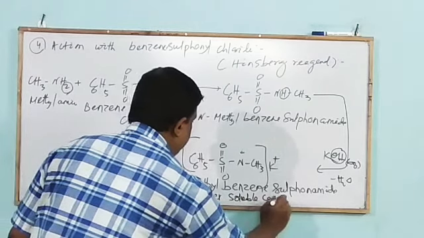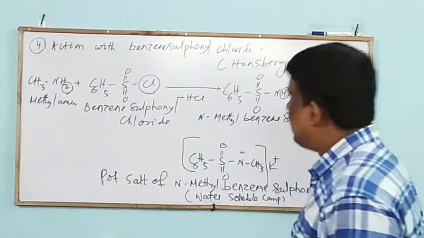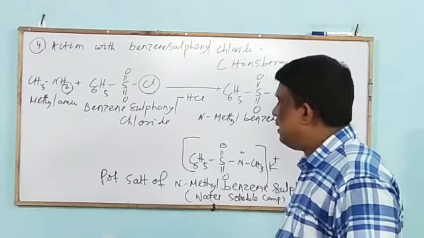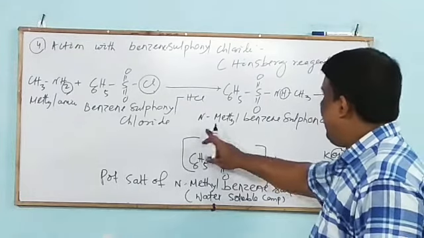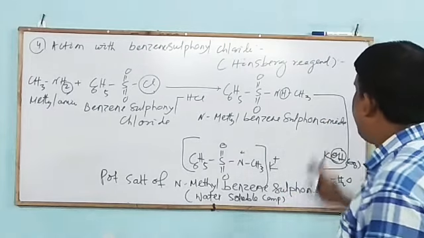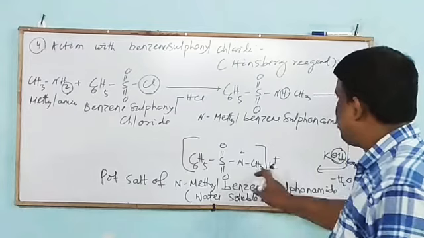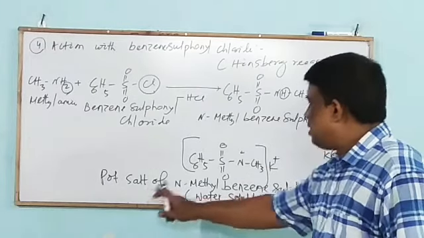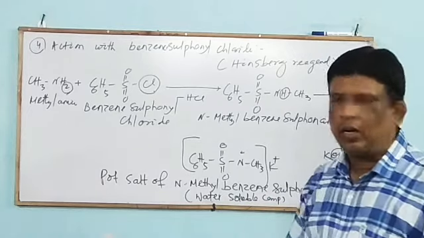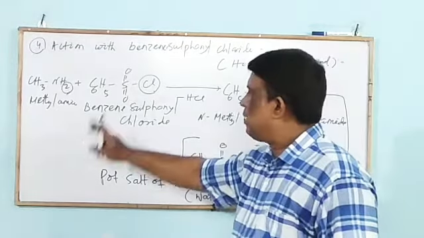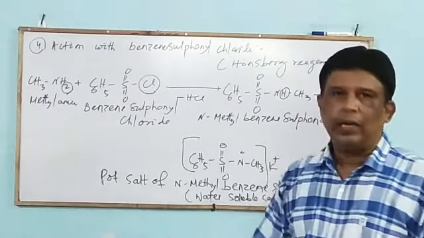I repeat again. When a primary amine, that is methylamine, reacts with benzene sulfonyl chloride, that is Hinsberg reagent, N-methyl benzene sulfonamide is formed, which dissolves in alkali to form a water soluble compound, known as potassium salt of N-methyl benzene sulfonamide. On the other hand, if we select a 2-degree amine, then it is not soluble in alkali.